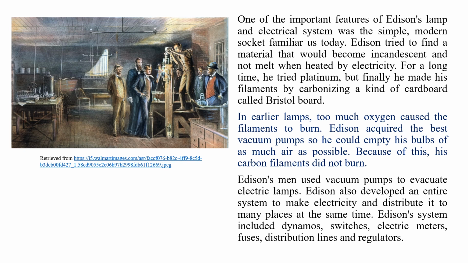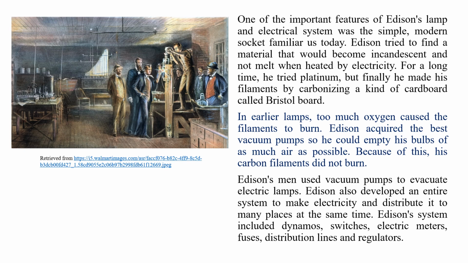One of the important features of Edison's lamp and electrical system was a simple modern circuit, as familiar as today. Edison tried to find a material that would become incandescent and not melt when heated by electricity. For a long time he tried platinum, but finally he made his filaments by carbonizing a kind of cardboard called Bristol board. In earlier lamps, too much oxygen caused the filaments to burn. Edison acquired the best vacuum pump so he could empty his bulb of as much air as possible. Because of this, these carbon filaments did not burn. Edison's men used a vacuum pump to evacuate the electric lamp.